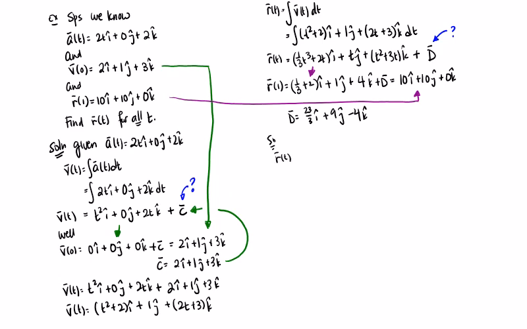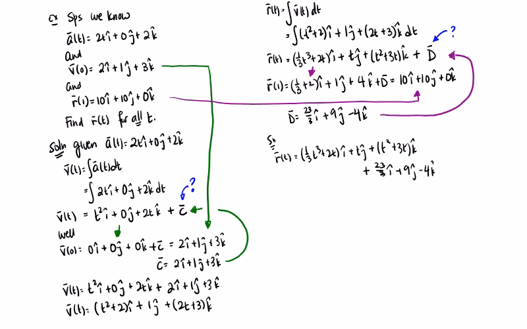So then we know r of t. That guy will get plugged right back into there, and then tidied up. So we get 1/3 t cubed plus 2ti plus tj plus t squared plus 3tk plus this d that we just found. So put all these together. I get 1/3 t cubed plus 2t plus 23/3, that's the i. Then t plus 9, that's the j. And t squared plus 3t minus 4, that's the k.